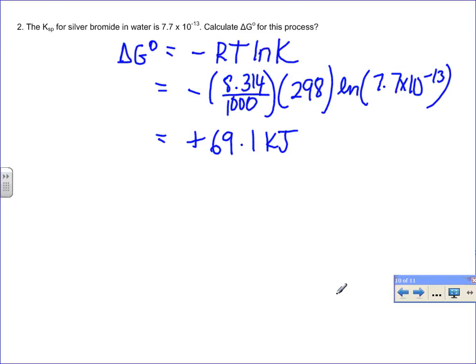Okay, there are a few key relationships that you need to know. Delta G is equal to delta H minus T delta S. And the two equilibrium formulas: delta G is equal to delta G naught plus RT ln Q, and for a system at equilibrium, delta G is equal to negative RT ln K.